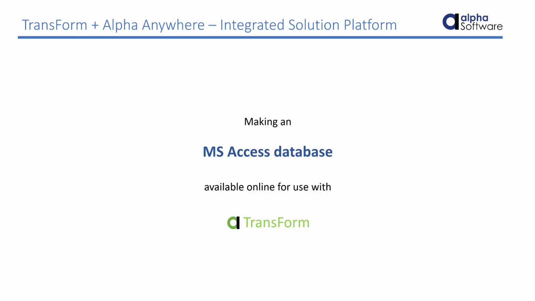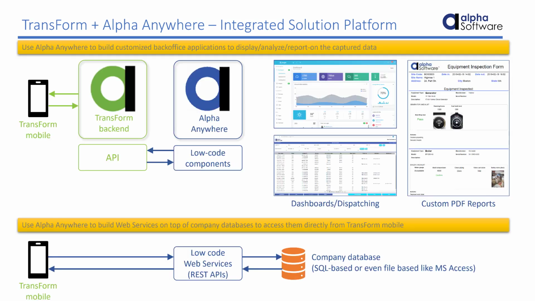Hello. In this video, we're going to show how to implement an Alpha Anywhere plus TransForm integrated approach to be able to expose a Microsoft Access database online so that it can be used as a TransForm data source. So if we see the options that are available for TransForm and Alpha Anywhere integration, there are really two categories.